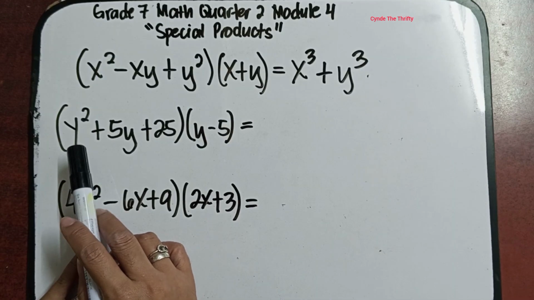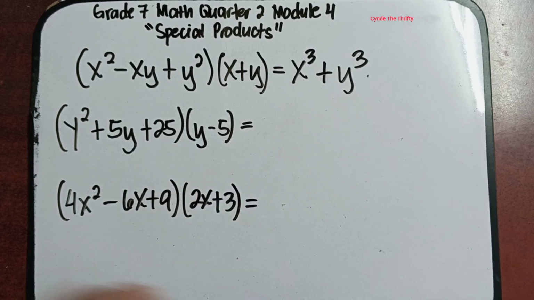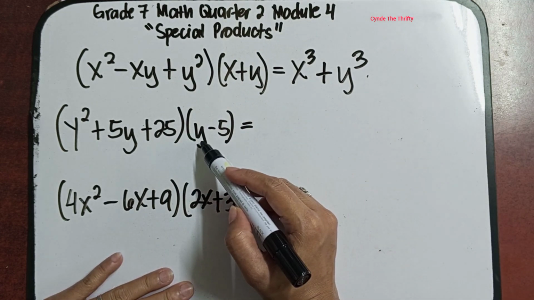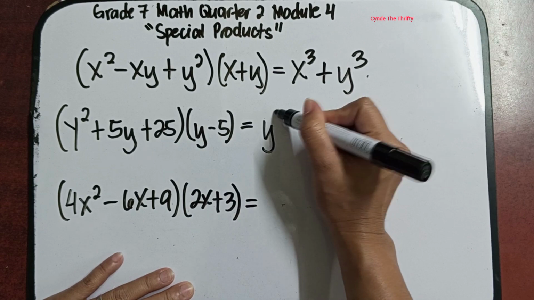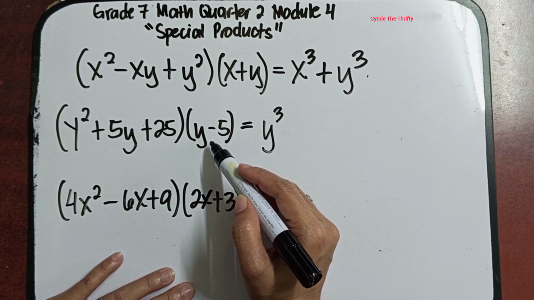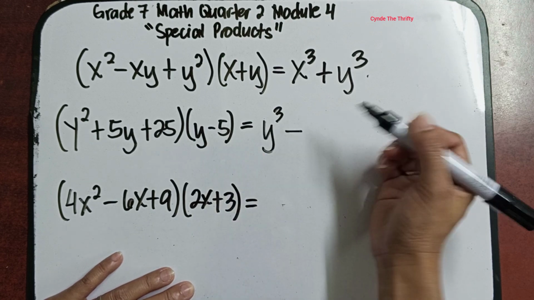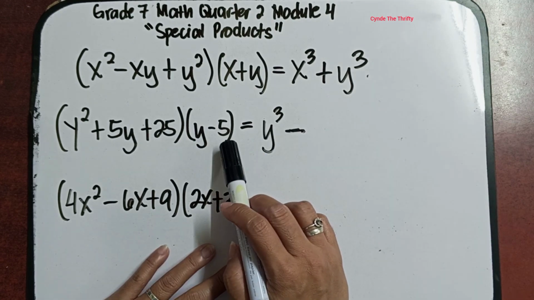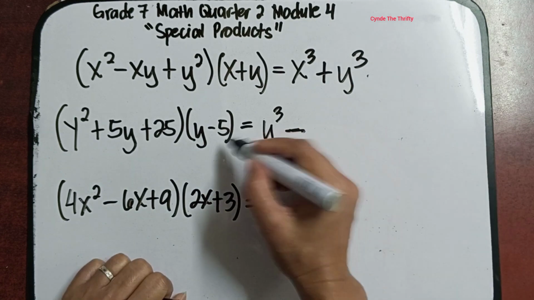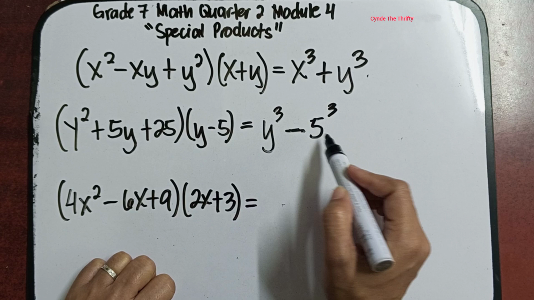Second example tayo, y squared plus 5y plus 25 multiplied by y minus 5. Okay, so ang sagot natin is, i-cube natin ang ating first term. So ang first term natin sa binomial is y. So gagawin natin is y cube. And then take note na ang ating binomial is subtraction. So kapag subtraction ng ating binomial, ang ating sagot din is subtraction. Okay. Next is ang ating second term sa binomial is i-cube din natin. So, negative 5 cube. Okay, so that's why y cube minus 5 cube.